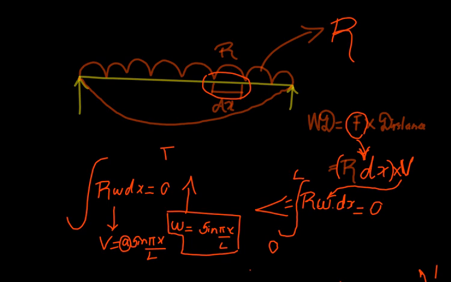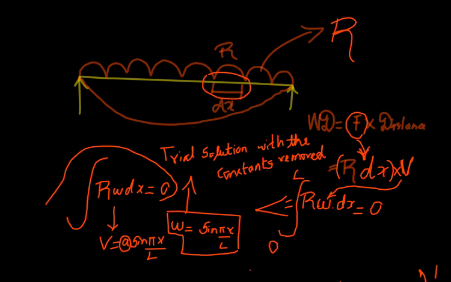Weighing function is just nothing but the trial solution with the constants removed. So this is the physical meaning of Galerkin's weighted residual method. Now we are going to apply Galerkin's weighted residual method and solve the problem. Okay, let us go to the next page. Here we go.